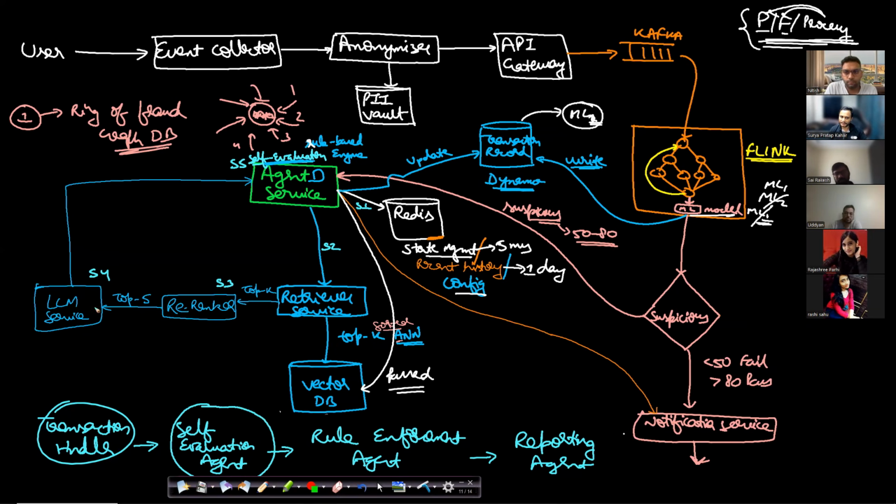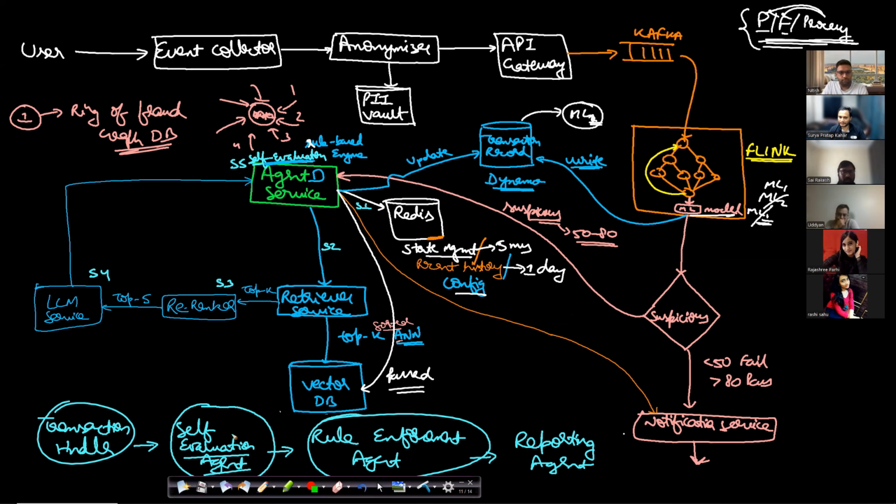Self-evaluation agent. Once the result is given by the LLM service, what are the points on which you should check and who will check that? Self-evaluation agent will extract the required information from Redis and match it. Okay, so this is a separate agent. Now you have the rule enforcement agent. Okay, now there can be some set of rules. The self-evaluation agent can be given a separate responsibility.